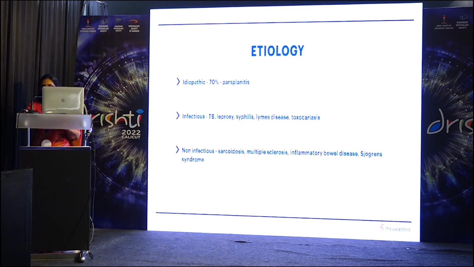Etiology: idiopathic is the most common, accounting for around 70% of cases of IU. Any intermediate uveitis without any systemic associations, along with snowballs and/or snow banking, is known as pars planitis. Secondly, it may be infectious. It may be associated with TB, leprosy, syphilis, Lyme disease. It may be non-infectious, where it is associated with sarcoidosis, MS, inflammatory bowel disease, Sjogren syndrome.